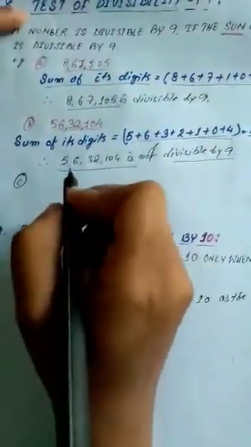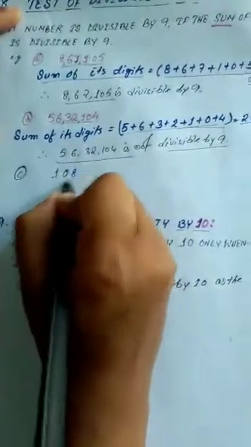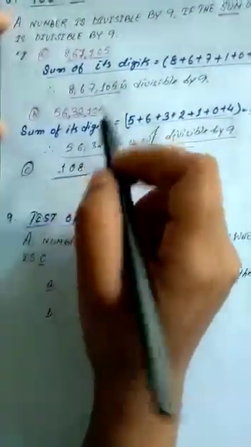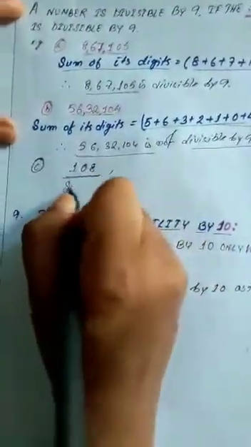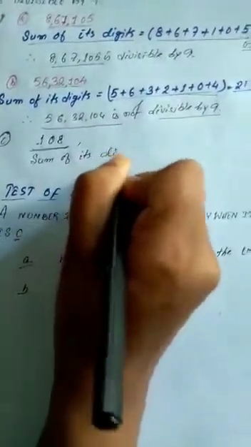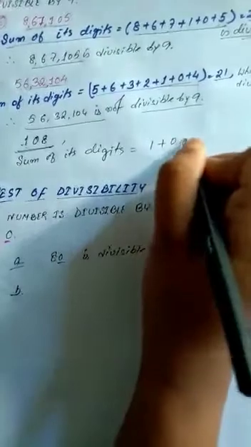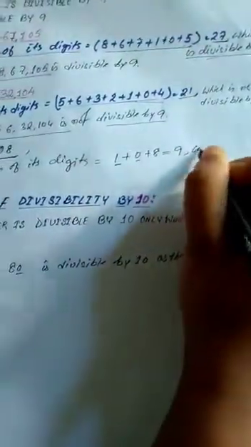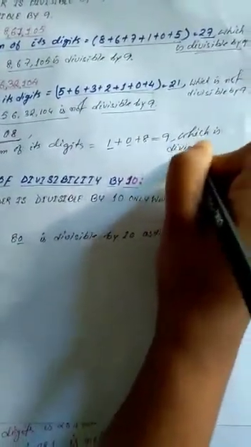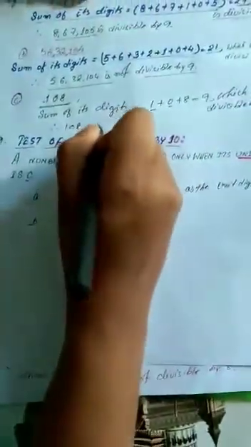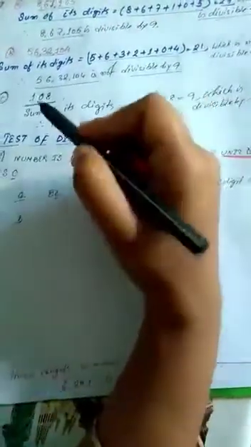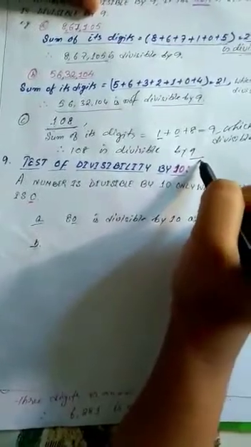Alright, one more simple example I am giving you. Let's say 108, is it divisible or not? You can't do it easily by division, but without division how will we check it? By the test of divisibility rule. The sum of its digits: 1 plus 0 plus 8. So 1 plus 0 is 1, and 1 plus 8 is 9. So 9 is completely divisible by 9, as 9 ones are 9. So that's why this 108 is divisible by 9. Alright, dear students, if this sum is divisible by 9, then the whole number will be divisible by 9.